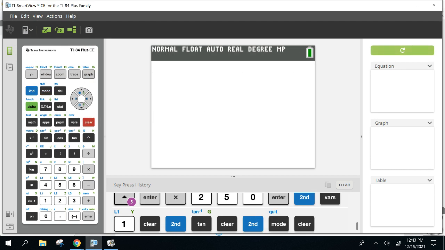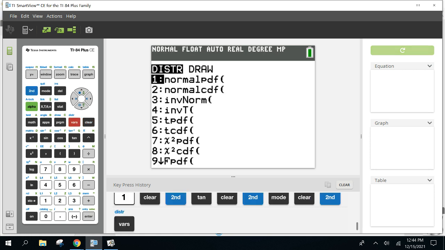This is a new space other than 1-Var Stats. We need to go somewhere else. So does everyone see the VARS button? Please don't punch it, but does everyone see it? Everyone see the abbreviated word right above it? DISTR, distribution. There we go. So that's where we want to go for this one. Second VARS. And we only want one selection from here: number 2, normal CDF. At the end, I'll explain CDF over PDF, not that it's going to matter. But normal CDF is what we want when we're doing the normal curve.